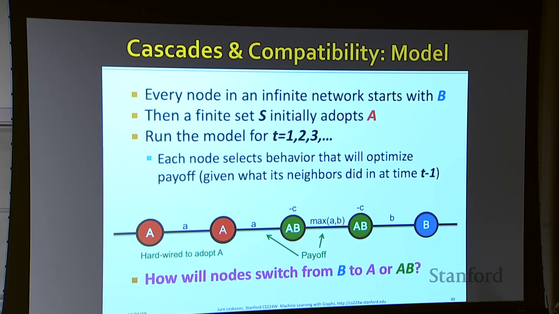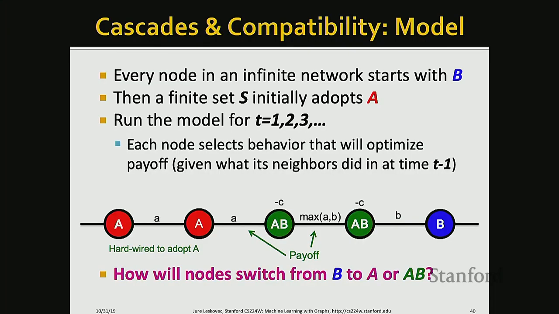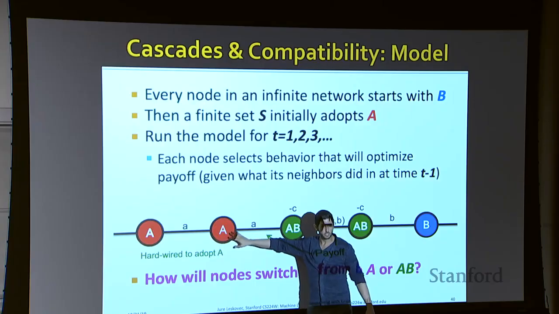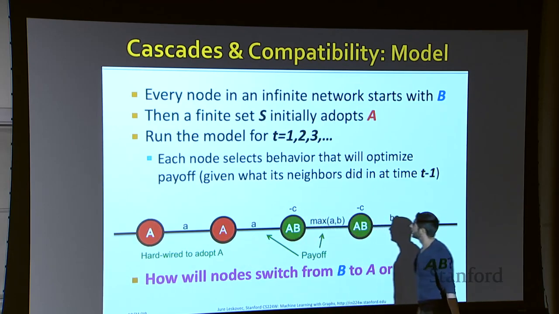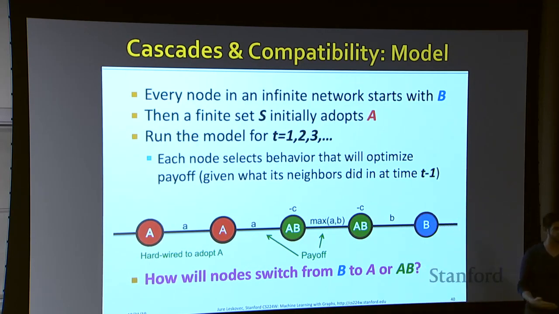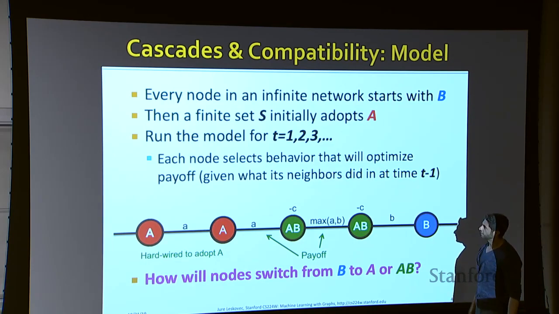All the examples that we're going to be seeing now are rather simplified. So we're going to just have these chain graphs. All nodes are connected with 2 neighbors on the side, and we have this infinite network which starts with B. You can think of everyone on my right side here as B behavior. Then we have our set of hardcore A adopters, our fanboys, hardwired to adopt A, and they're never going to change their mind. And we're going to run our model over time. As we did before, we have different time steps, and we record who changes their behavior given the new payoffs. And here, once again, each node selects the behavior that optimizes its own payoff.